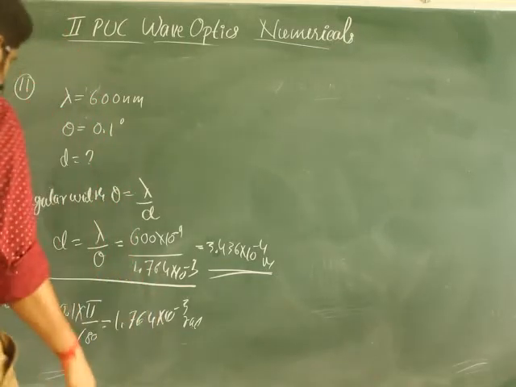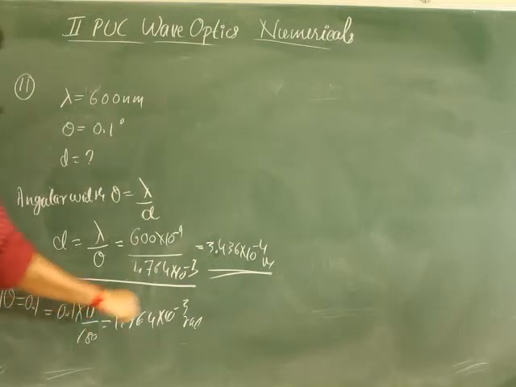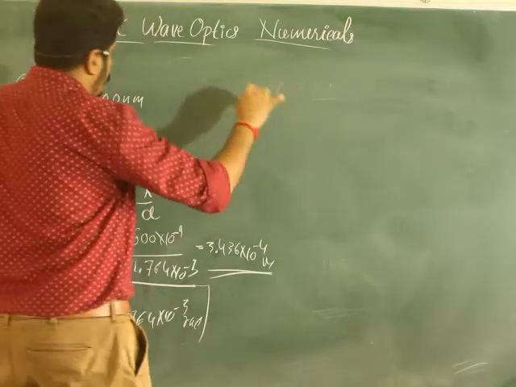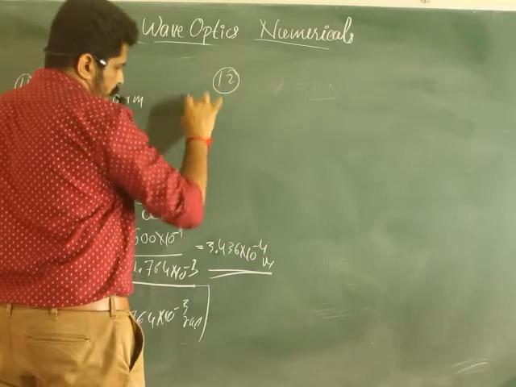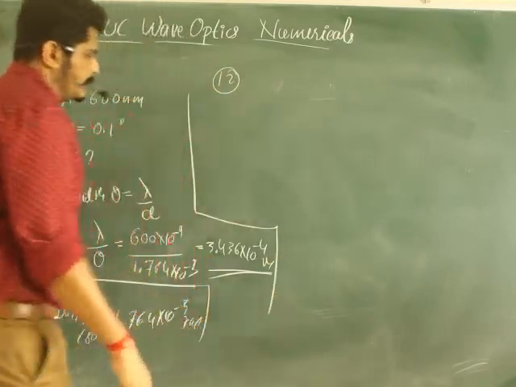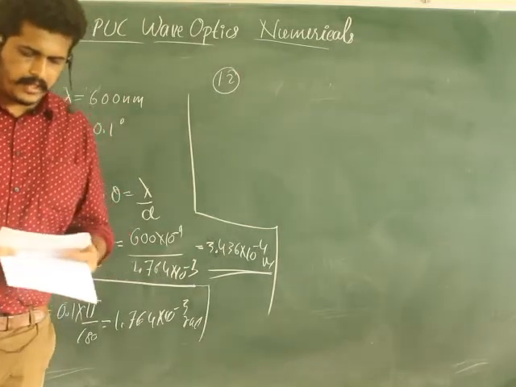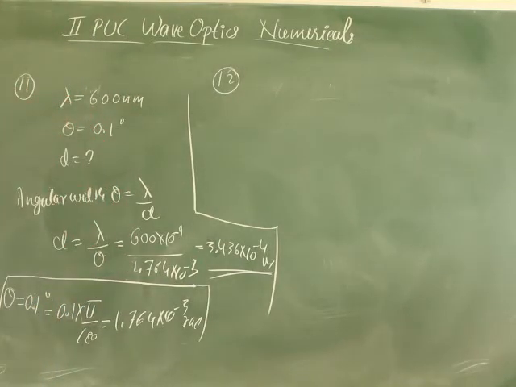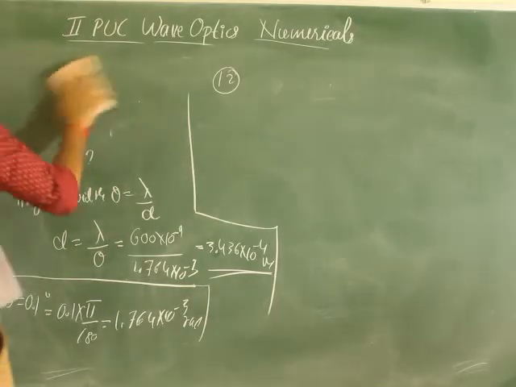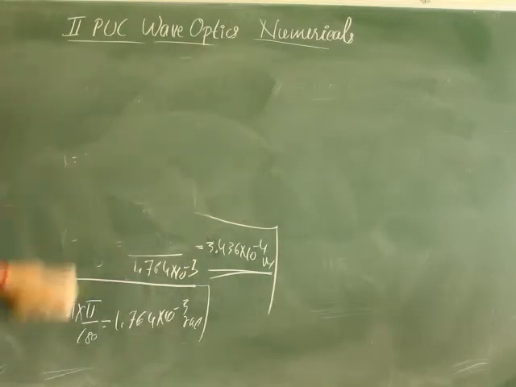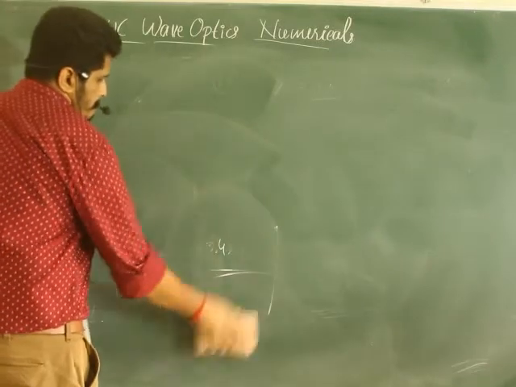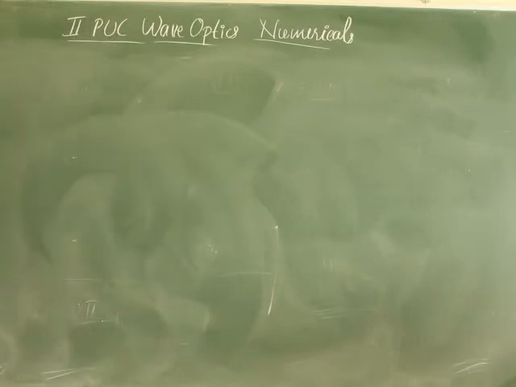Hope it is clear. This is the conversion I have shown you in order to convert from degree to radian for calculation purpose. Next one. I will erase first, we require more space for this. It's about Fraunhofer diffraction. All the types of numericals are present here.